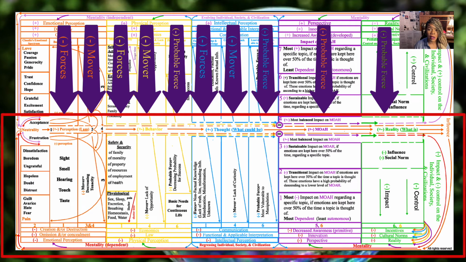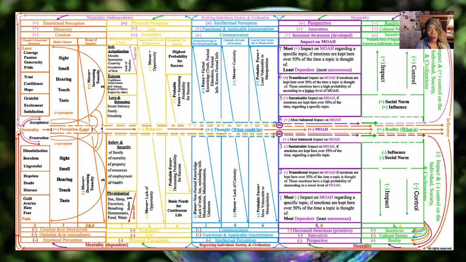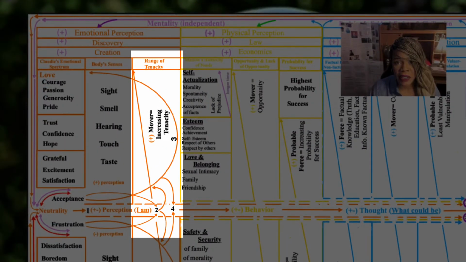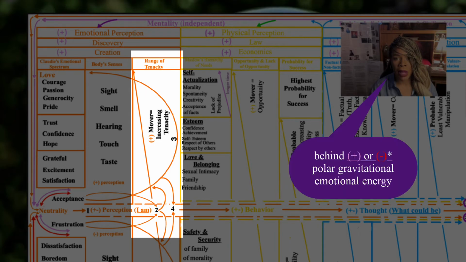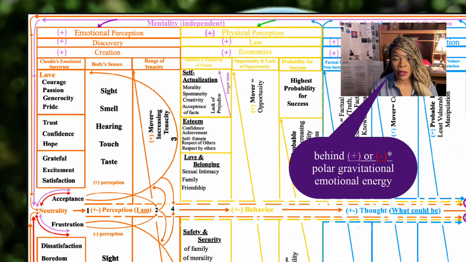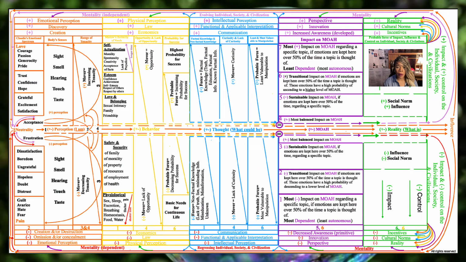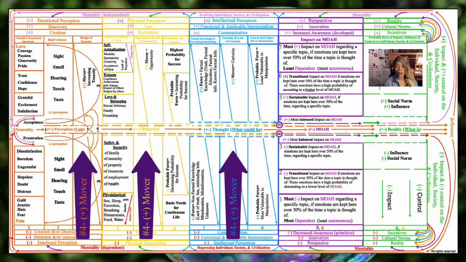If deterrent emotions aren't allowed to deter one from one's goals or the goals that are set, then that would place a person on the positive end of range of tenacity. Positive range of tenacity is representing the constant choice of persevering through deterring emotion, whether that be positive or negative, to achieve the goals set for oneself. The range of tenacity is the force behind polar gravitational emotional energy. So from the numbers 3 and 4 in the emotional perception category, the movers in the physical and the intellectual categories are also labeled number 4 and can also be used to increase positive emotional energy.